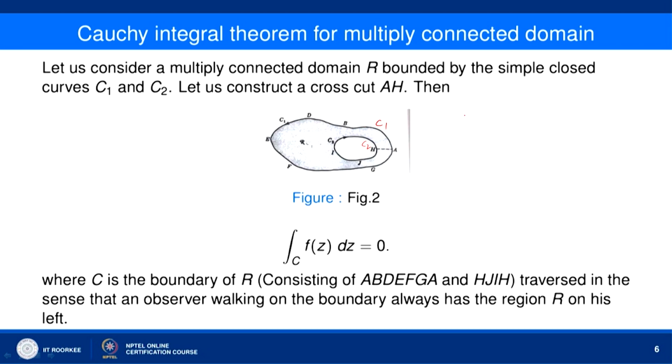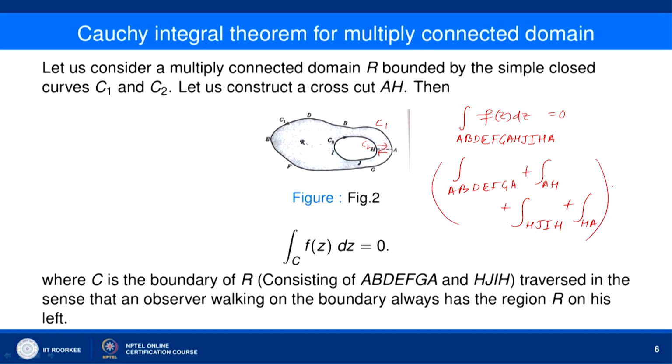Then what do we see? You can see integral over ABDEFGA, and then I move along this direction H, J, I, then I come back to H, I move in this direction A, this is equal to 0, because by taking a cross cut we have found a simple closed curve. And then I break it in two parts. So, integral over ABDEFGA, then integral over AH, then integral over HJIH, and then integral over HA, this is equal to 0.